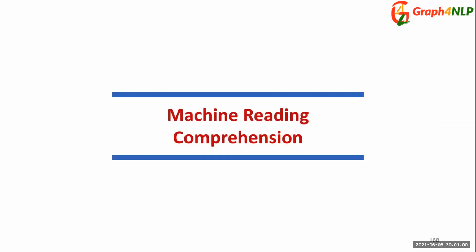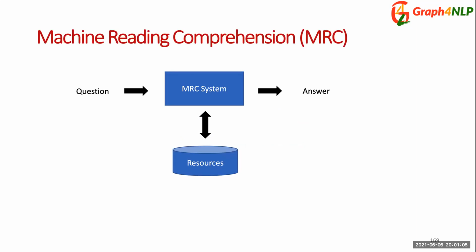So the next task I'm going to talk about is machine reading comprehension. So on a high level, the machine reading comprehension task is the task of, given questions and given an underlying unstructured, sometimes semi-structured data source, extracting an answer or selecting a correct answer from a given list.